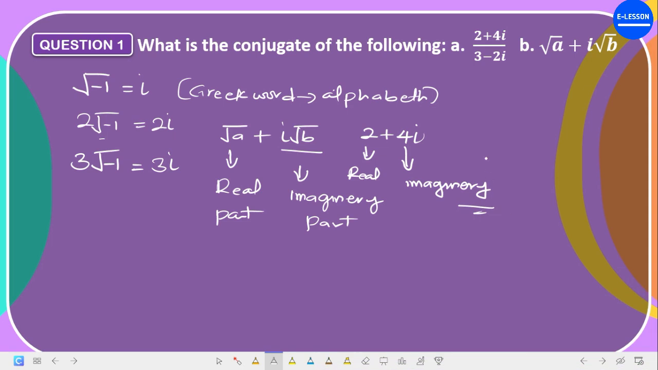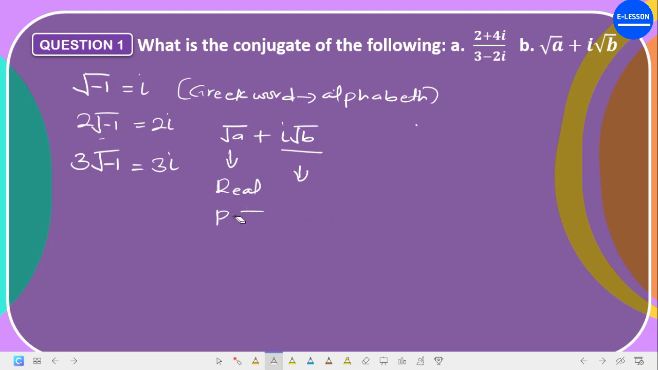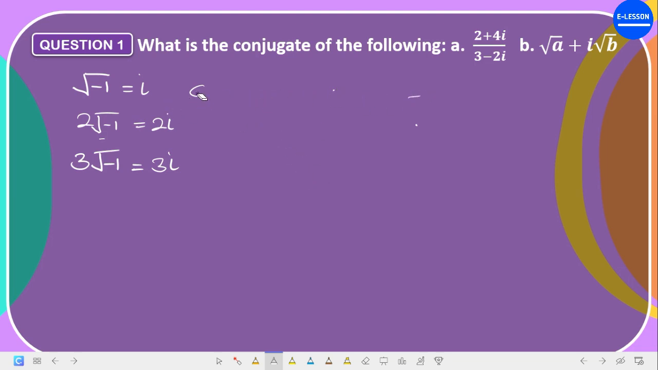So whenever you are given to find the conjugate of any complex number, all you need to do is change the sign in between the real part and the imaginary part. So if we change the sign in between the real part and the imaginary part, what are we going to have for case number 1?